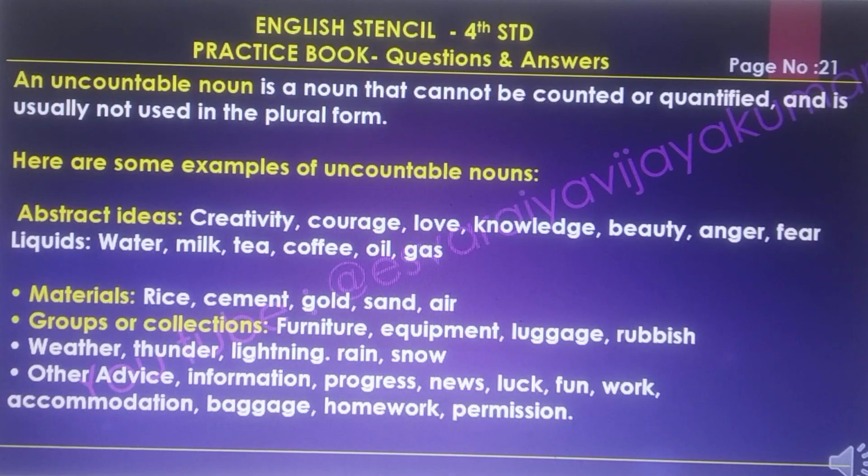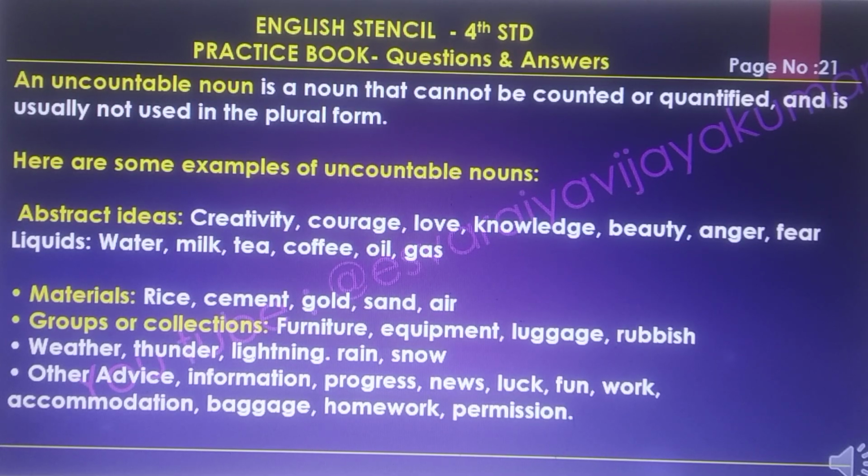An uncountable noun is a noun that cannot be counted or quantified, and is usually not used in the plural form. Here are some examples of uncountable nouns: abstract ideas like creativity, courage, love, knowledge, beauty, anger, fear; liquids like water, milk, tea, coffee, oil, gas; and materials like rice, cement, gold, sand, air; and groups or collections like furniture, equipment, luggage, rubbish; and weather like thunder, lightning, rain, snow.